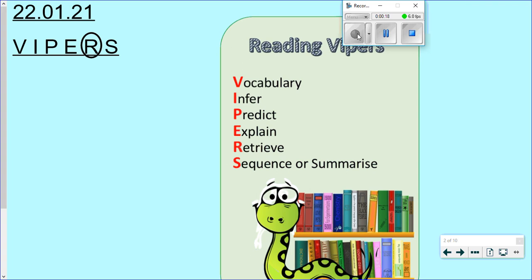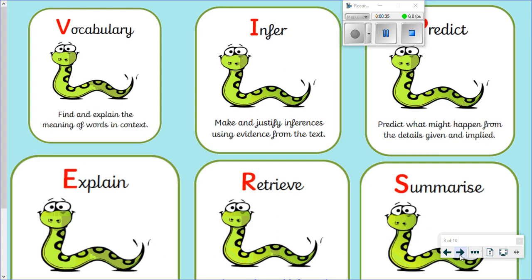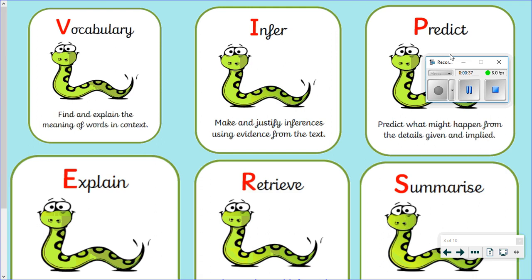We're going to do our final reading skills lesson of the week, so I'd like you to press pause, please, and write today's short date and VIPERS, putting a circle around the R for retrieve. Off you go. Okay, and once you've done that, we are going to do a quick recap of the VIPERS.